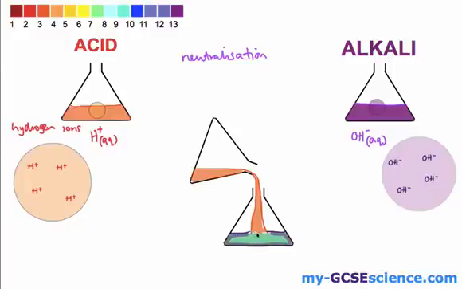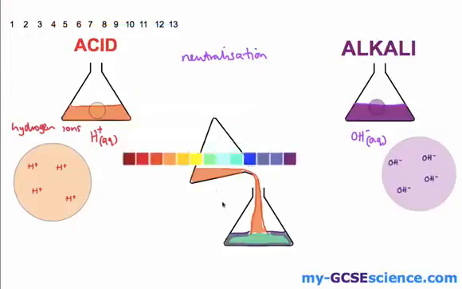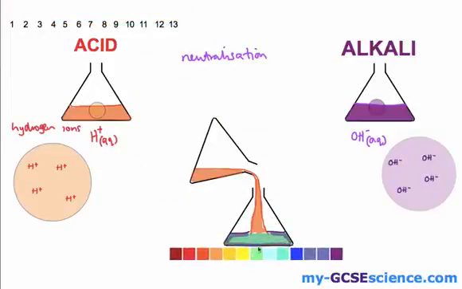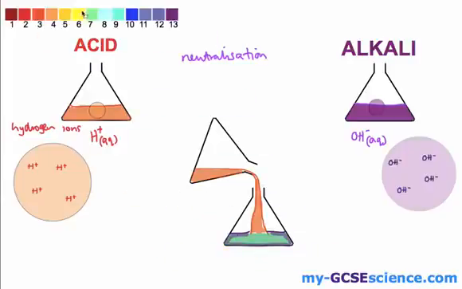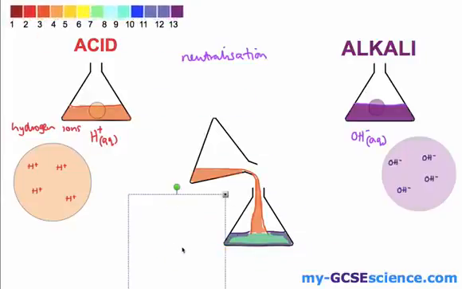But if we look at the idea behind it, basically we add our acid to our alkali, and we watch to see when the solution goes this neutral color, so it's just about there on our pH scale. Okay, and when we look inside there, what we see actually happening is that the hydrogen ions will react with the hydroxide ions. Remember, it is a reaction, and they will join together to form water.